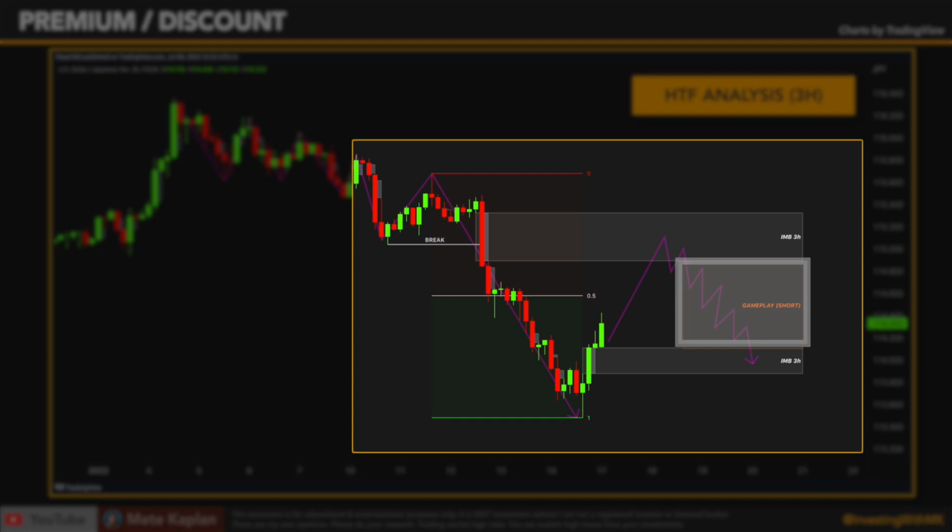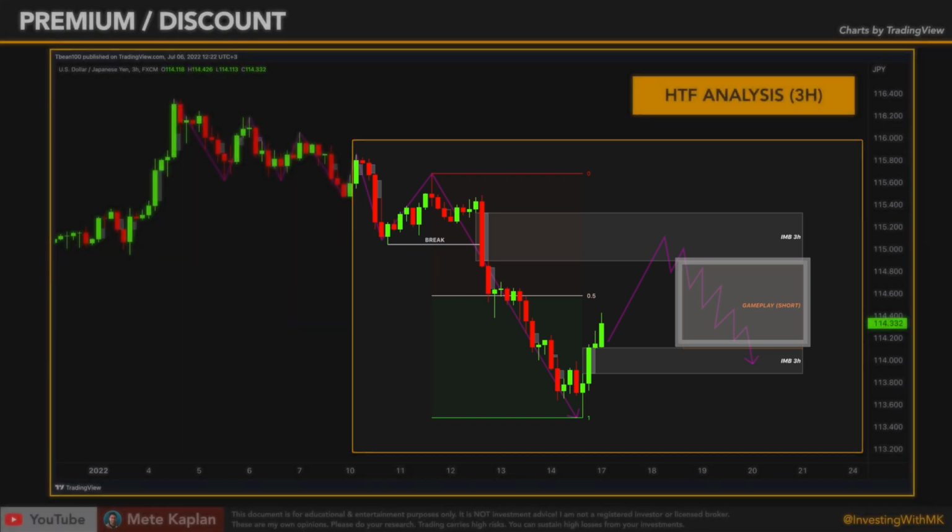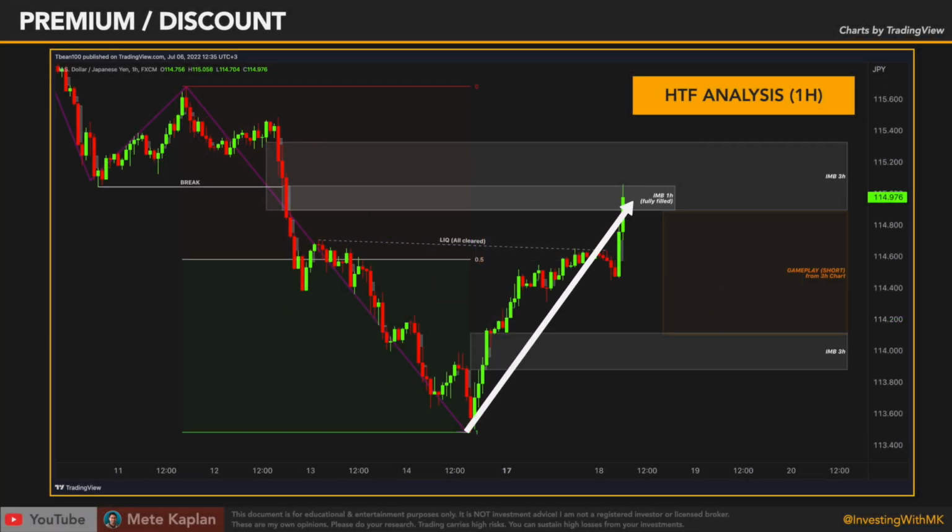When the time comes, I'm going to scalp or day trade inside this box, from the imbalance above to the imbalance below. Now let's check the 1 hour time frame. As you can see, the price finally comes into our premium zone from the 3 hours time frame. It also fully fills the 1 hour imbalance. Furthermore, it clears all the liquidity before it. It has all the fuels needed for a bearish movement, imbalance and liquidity.